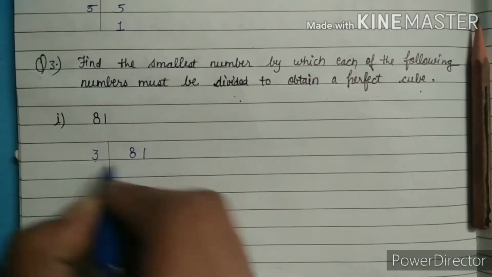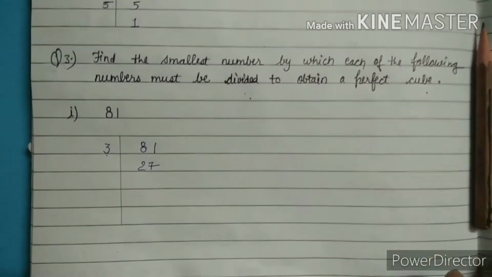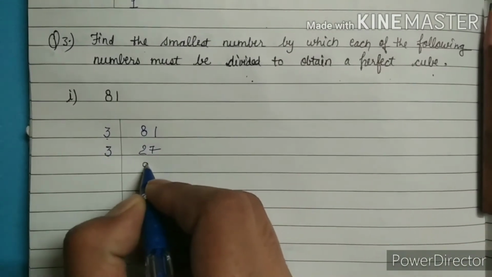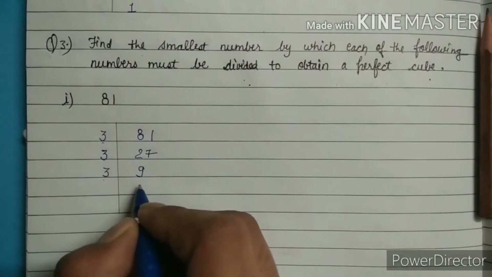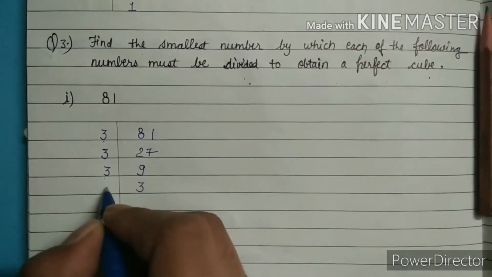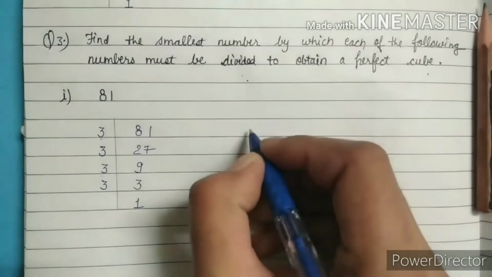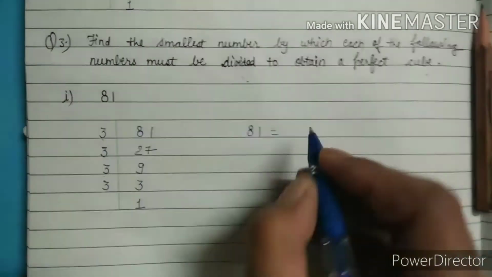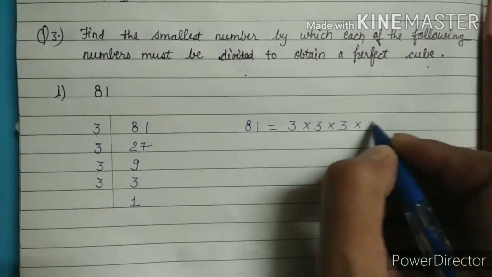81: firstly go with the table of 3, and it will divide 27 times. Now 27 comes in the table of 3, 9 times. 9 will come in the table of 3, 3 times, and 3 will go 1 time. So we can see 81's prime factors are 1, 2, 3, 4 times 3.